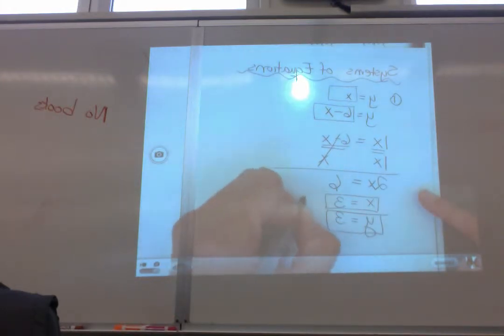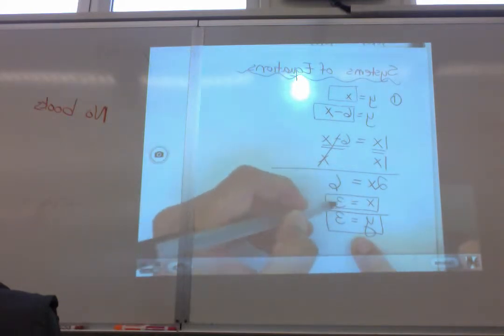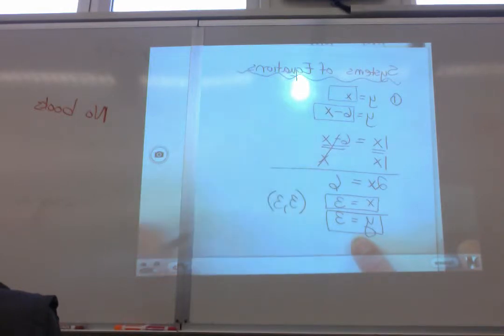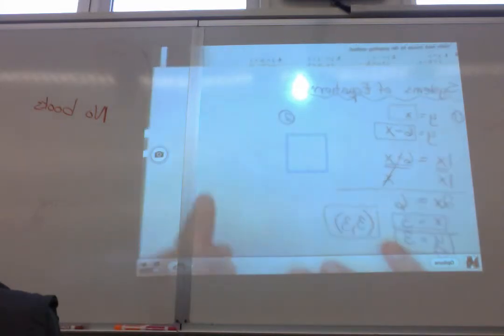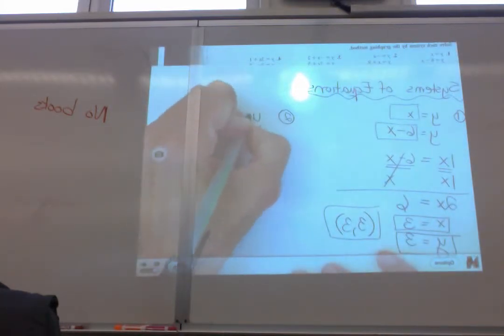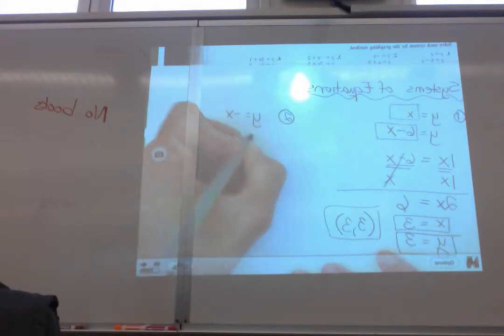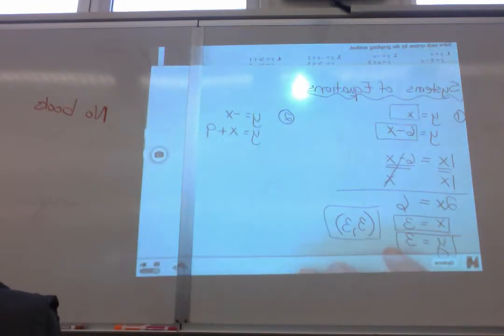You will have 2 answers in these, or you can express it as an ordered pair. (3, 3): 3 for the x and 3 for the y is the intersection of those two functions. Okay? Number 2. y equals minus x. y equals x plus 9.